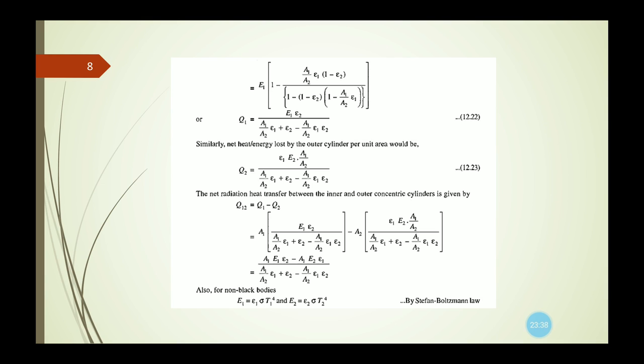Now as we are considering the non-black bodies here, for the non-black bodies, if we consider the concept of the emissivity and Stefan-Boltzmann law, then we can write the emitted energy by surface cylinder 1, E1, equals epsilon 1 sigma T1 to the power 4, and E2 equals epsilon 2 sigma T2 to the power 4.